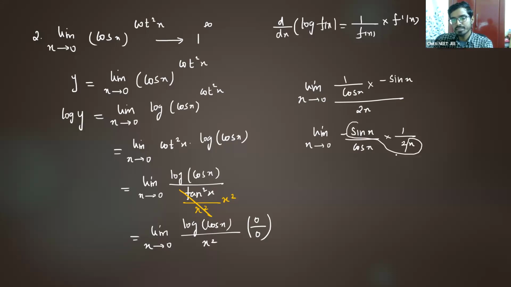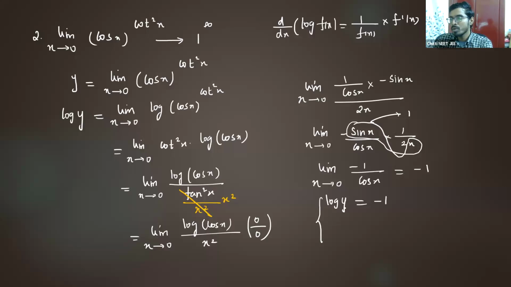Now this sin x by x, I can write that as 1, because sin f of x by f of x is 1 when f of x tends to 0, when x is 0. So we are left with limit x tending to 0, minus 1 by cos x. When you apply the limit, cos 0 is 1, this will be minus 1. Remember, we have log y is equal to minus 1. So from log y, if you want y, you take e on both sides. So e power log y is equal to e power minus 1. E power log y is y. So y is equal to e power minus 1 is the required limit for this.